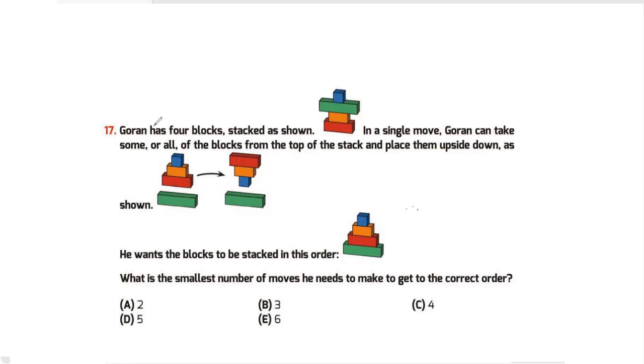Question number 17. Gordon has 4 blocks stacked as shown. In a single move, Gordon can take some or all of the blocks from the top of the stack and place them upside down as shown. He wants the blocks to be stacked in this order. What is the smallest number of moves he needs to make to get the correct order? So what are they saying? That he can actually move it, but then he has to place them upside down only. So how do we do that?